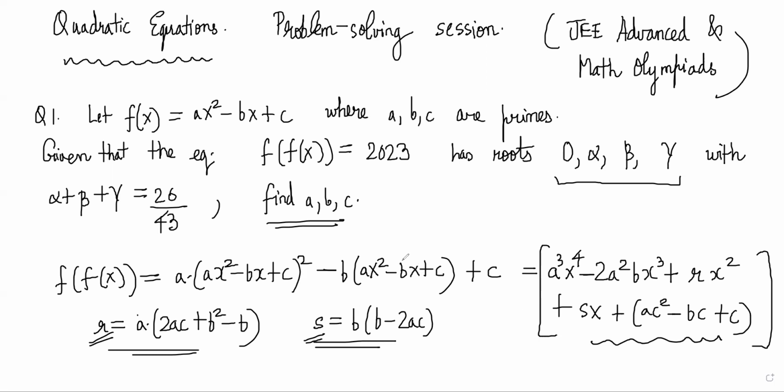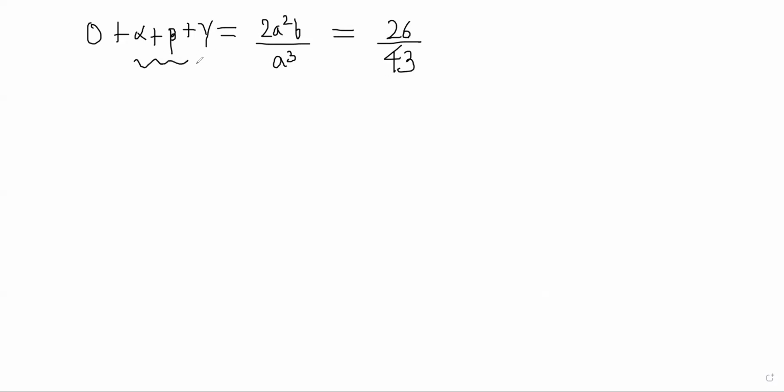Now, Vieta's formulas, we know the roots of this 4th degree equation, right? The roots are 0, alpha, beta, and gamma. So from Vieta's formulas, we can say sum of the roots should be equal to negative of negative 2a squared b by a cube, right? And product of the roots you can see is clearly 0. So we get that this part is equal to 0. We are applying basic Vieta's relation and we get 0 plus alpha plus beta plus gamma is equal to 2a square b by a cube. And in the question itself, it was given that alpha plus beta plus gamma was 26 by 43.